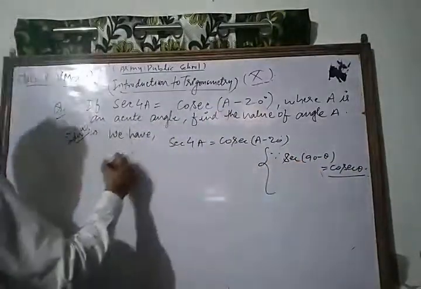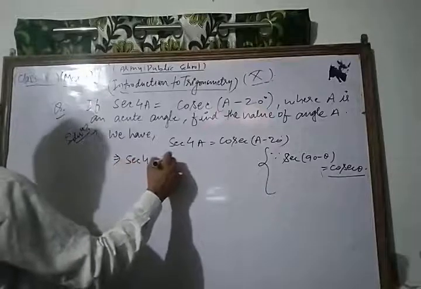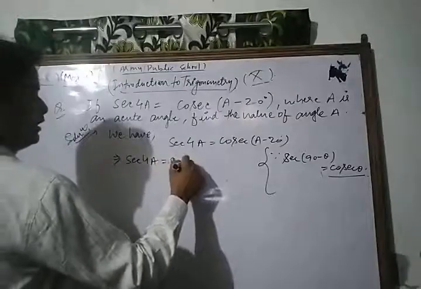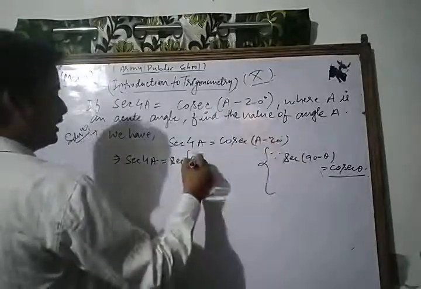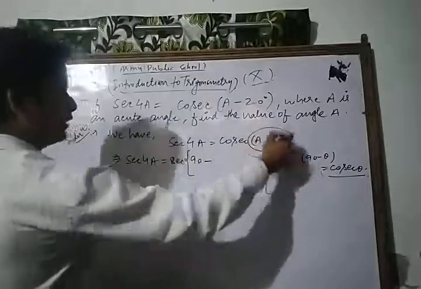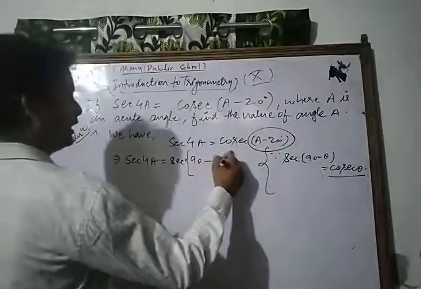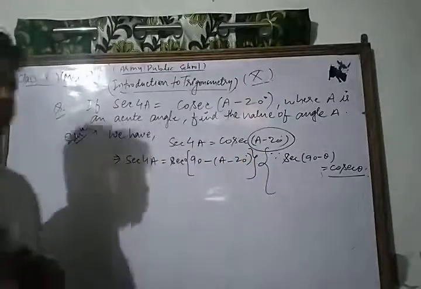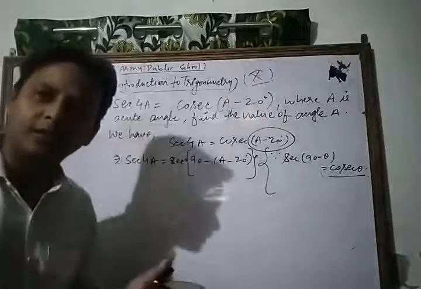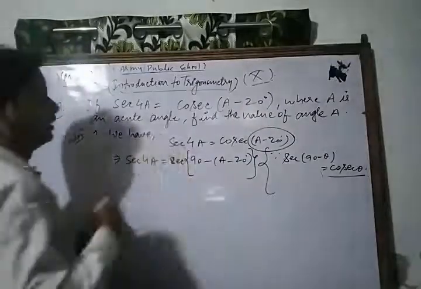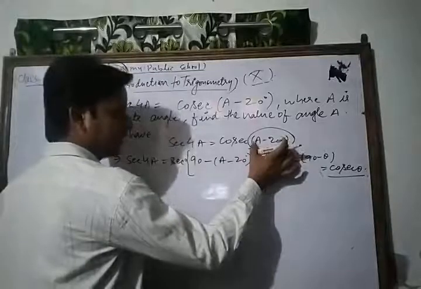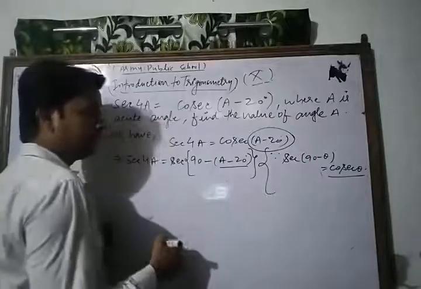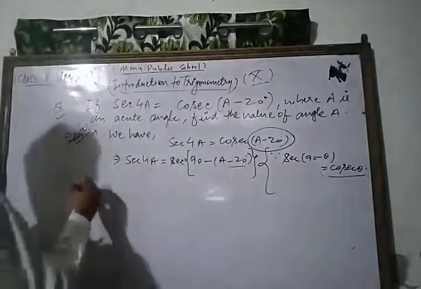Here we convert cosec theta in the form of sec (90 minus theta). So we write sec 4A is equal to sec (90 minus theta), where the whole angle theta is A minus 20, so we write it in brackets. Because we know that sec (90 minus theta) is cosec theta, here theta is A minus 20. So we can write sec (90 minus (A minus 20)). Now comparing both sides.